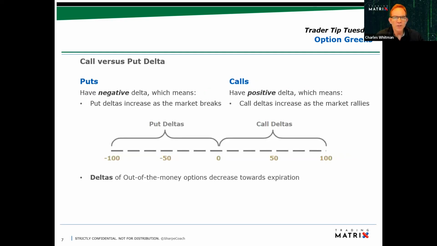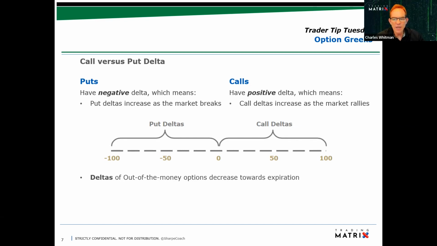When we talk about deltas, puts have negative deltas and calls have positive deltas. What this means is put deltas get more negative as the market breaks, and call deltas get more positive as the market rallies. In general, the sum of a put delta and a call delta, as absolute values at the same strike, is 100. So if the put delta is 25, the call delta should be 75. There are some exceptions, but in general that is the premise.